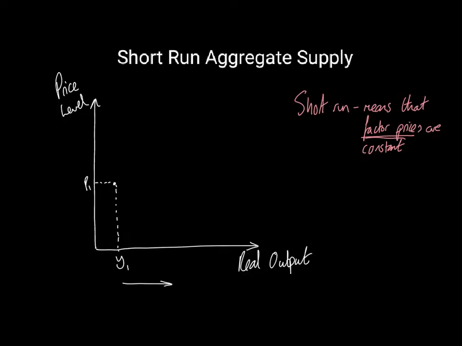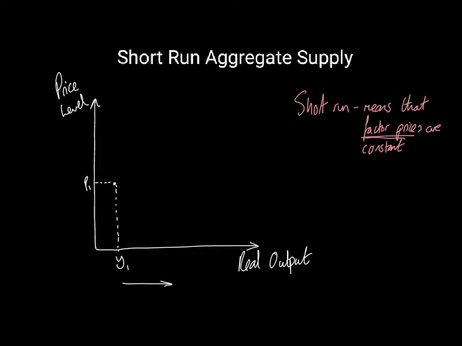Well, if we want to move along here, then as we've said before, the factor prices are constant. So what the firms might well decide to do, rather than going out and employing new workers or building factories, since those are quite time consuming and expensive, is just to try and get more out of the workers that they've already got, and that might mean things like overtime payments and so on.